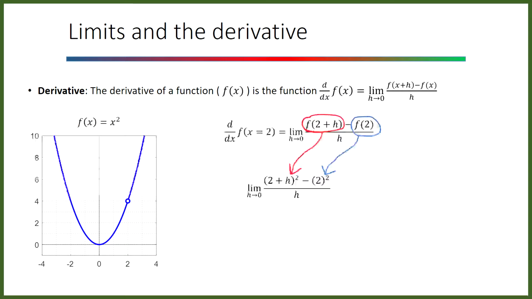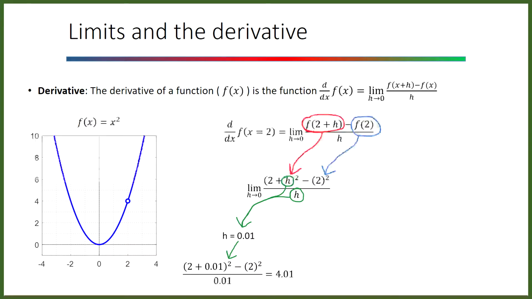So remembering what our limit means, we need to think about what this will be equal to when h gets really, really small. So let's try plugging in a small value for h. Let's try h equals 0.01. In that case, we have (2 plus 0.01) squared minus 2 squared, all divided by 0.01, which is equal to 4.01.